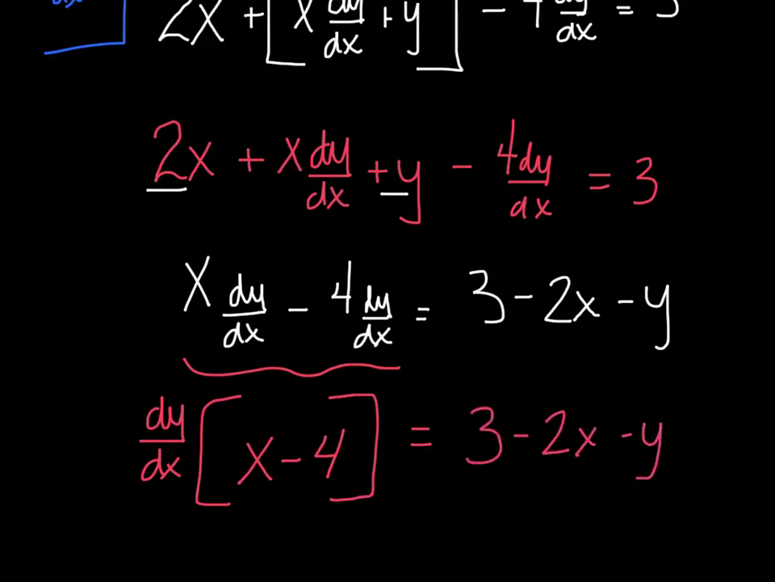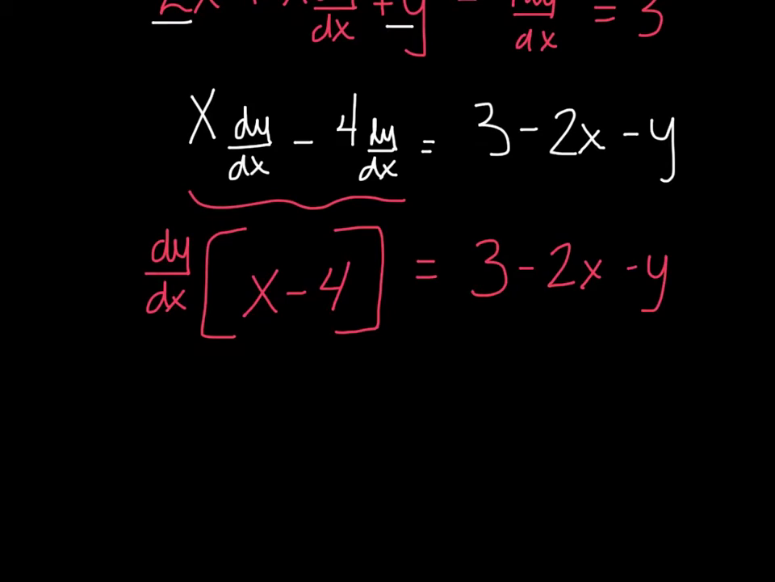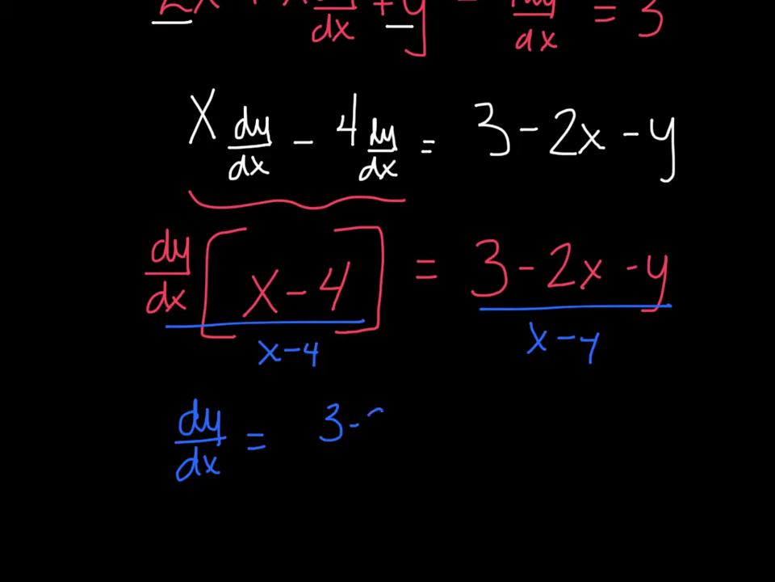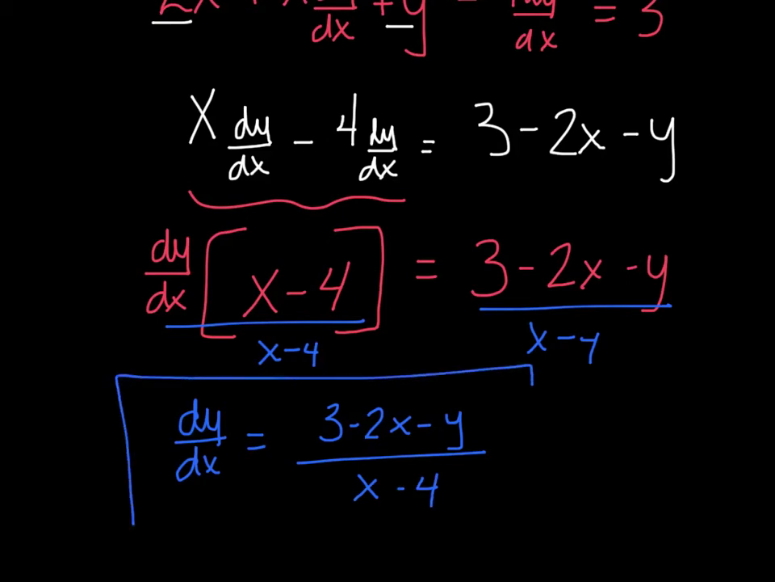And then lastly, to get that dy dx by itself, I'm going to divide both sides by the x minus 4. So I'll write it out. I mean, again, you can probably do that in your head. So I'm just going to say 3 minus 2x minus y all over x minus 4. And there you have it.